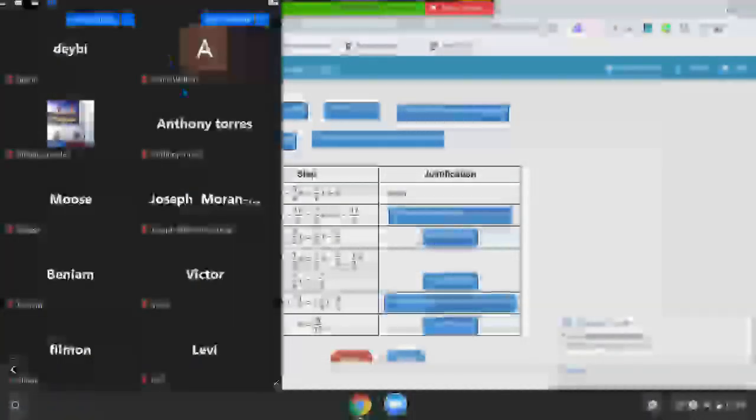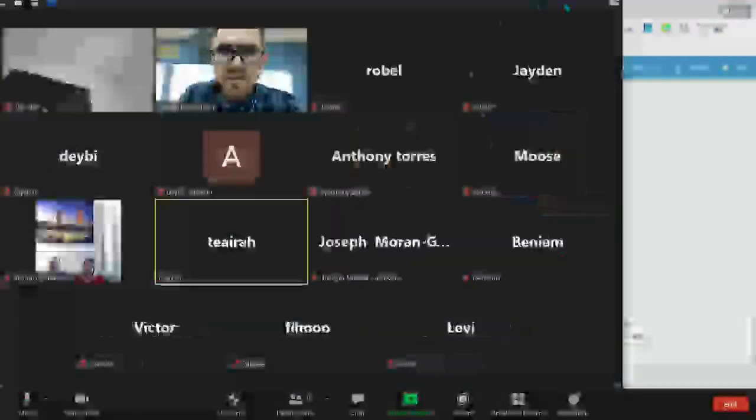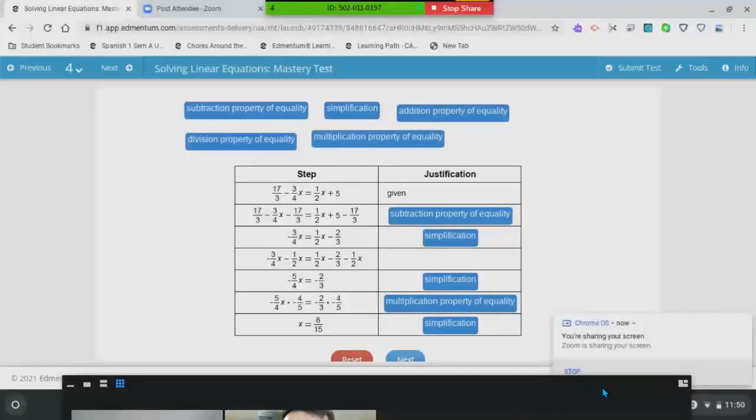So I already attempted to do it, but I'm just not sure if I'm right. Oh, nice job. Let's see. So okay, the first option you said subtraction property. Yes. The subtraction is minus 17 over 3. We see the same thing on left and right. They basically subtracted out 17 thirds from left to right. Good. Then simplification. Why is that?